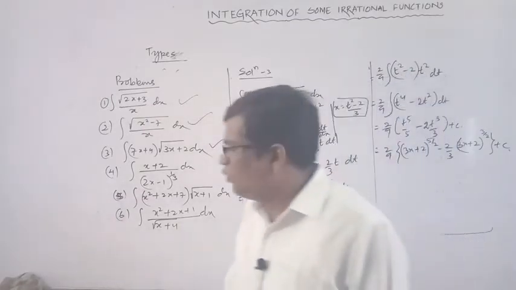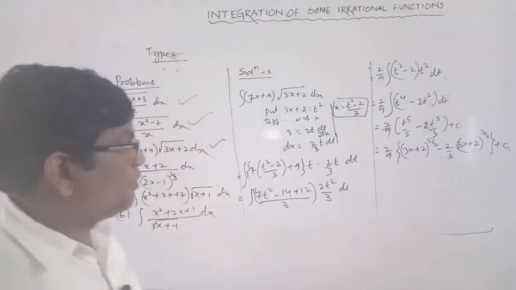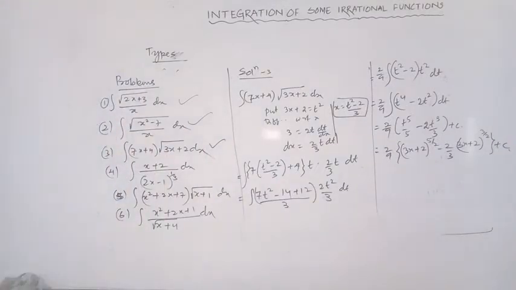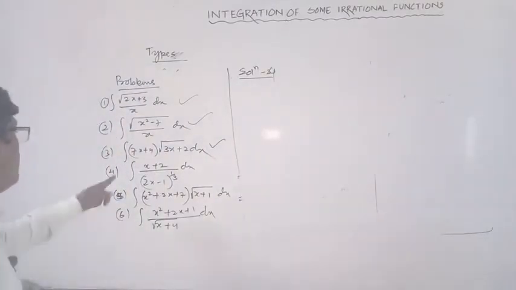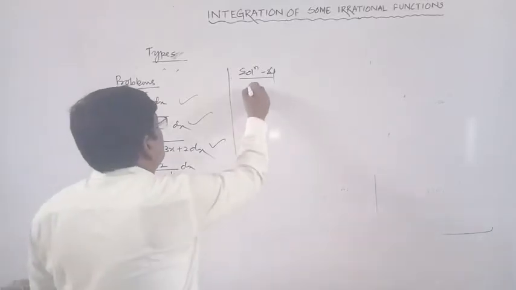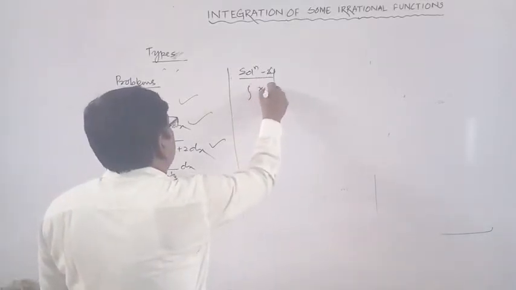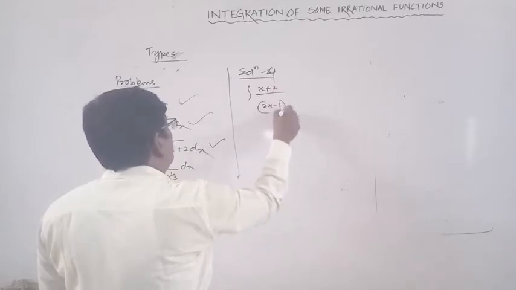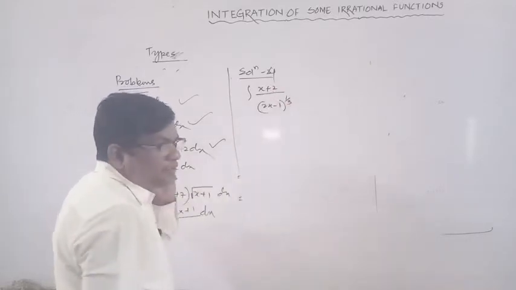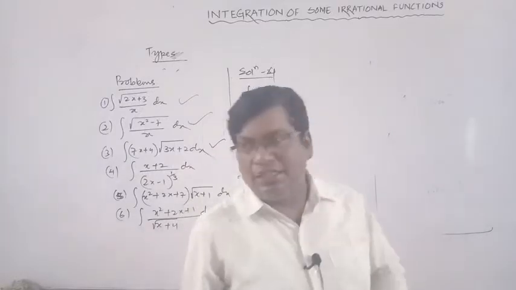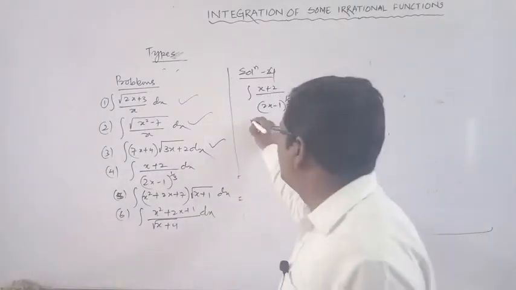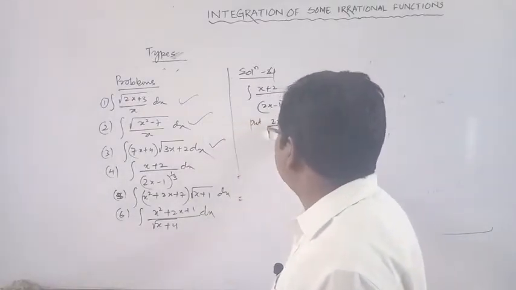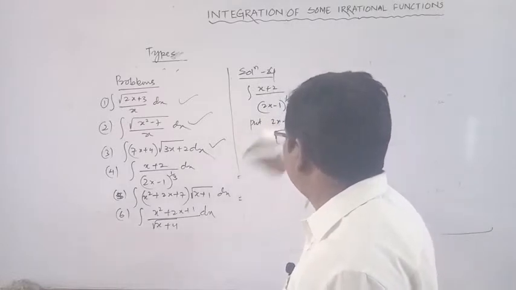Now question number 4. The solution of question number 4 is the integration of (x + 2) divided by (2x − 1) to the power 1 by 3. It is a fractional power and 1 by 3 is the power. So we have to put 2x − 1 is equal to t³.